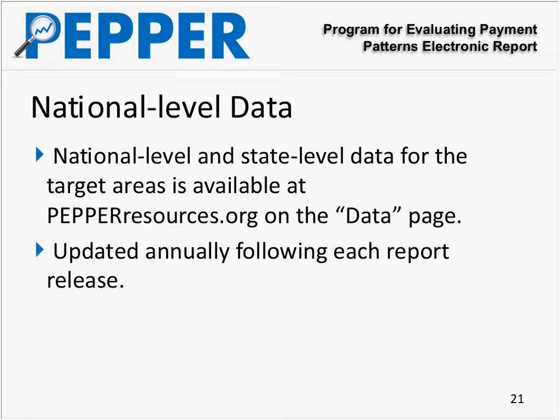Some other resources that you might find helpful: we have made available on the data page at pepperresources.org national level and state level data for the target areas as well as for the top DRGs. And these are updated following each report release. They have been updated for this release, and so if you go to pepperresources.org, to the data page, there is a section there for critical access hospitals, and you can find those resources there.